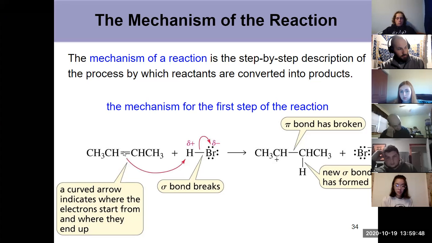So here, electrons started at the pi bond, went to hydrogen. Yep, that formed a new bond right here. But hydrogen's not going to stay bonded to two things, so at the same time, this bond to bromine broke, and the electrons went over to bromide. Notice that new lone pair right there.